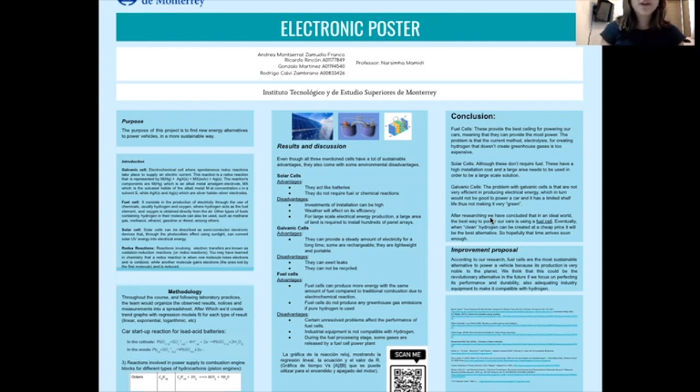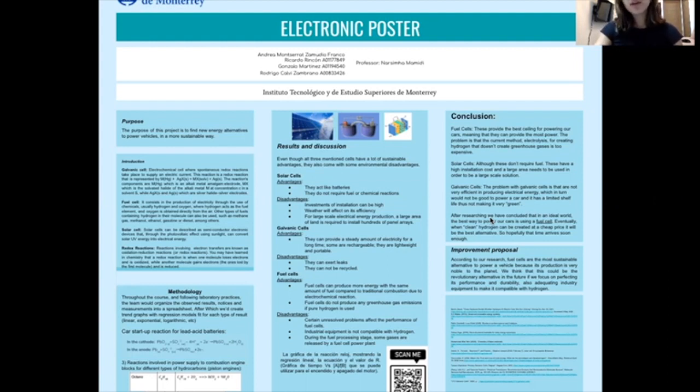So for the galvanic cells, we found that this consists of an electrochemical cell where spontaneous redox reactions take place to supply an electric current. And while this reaction, as I already mentioned, is a redox reaction, you can see it there in the poster, how it happens and what happens in there.